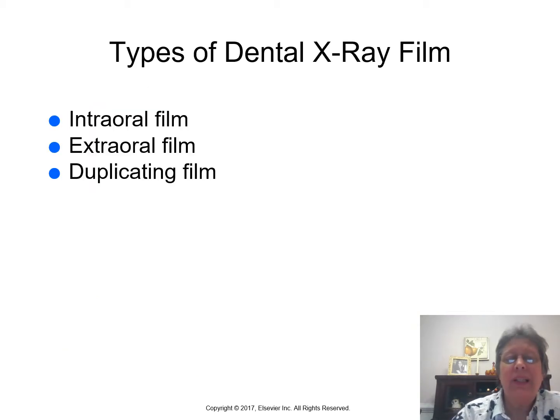We have three different types of dental X-ray film. We have the intraoral. We've talked about that. That's the film that goes inside of the patient's mouth. We've talked about the extraoral, which is the film that goes outside of the patient's mouth, such as in the panoramic machine that we looked at in Chapter 6. And we also have duplicating film. The main difference between duplicating film and our intraoral film is how we have emulsion, adhesive layer, and protective layer on both sides of the film. Duplicating film only has emulsion, the protective layer, and the adhesion on one side of the film.